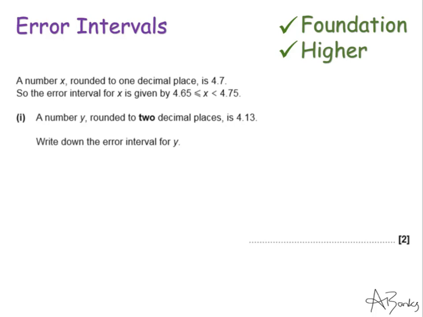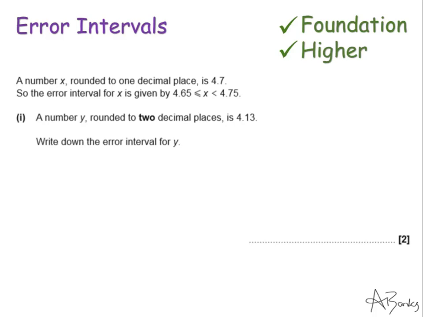If you're sitting higher tier, you'll recognise this as being very similar to upper and lower bounds, and that is basically what error intervals are. We're just writing it in a slightly different way. So this question starts by giving us an example of an error interval. It says a number x rounded to one decimal place is 4.7. So the error interval for x is given by 4.65 less than or equal to x less than 4.75.